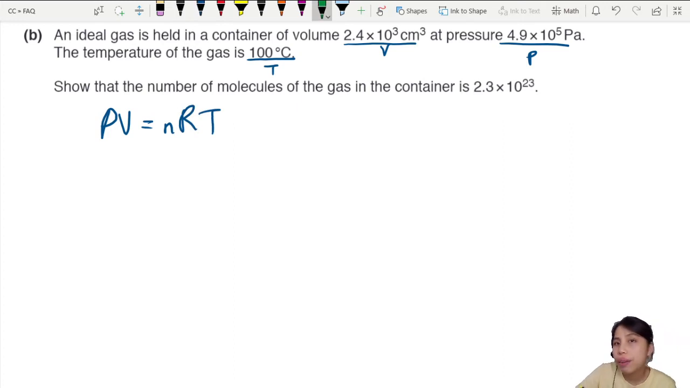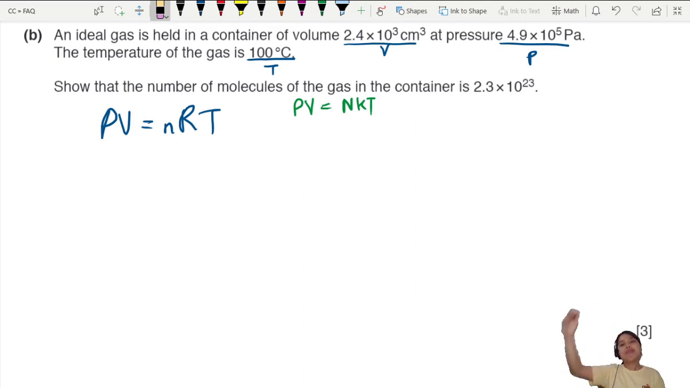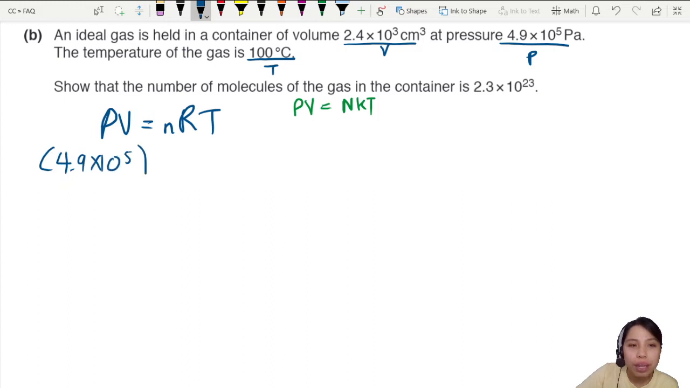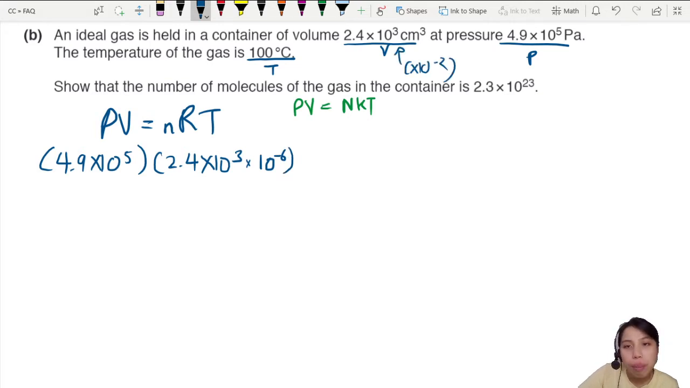A side note: there's another variation of this formula, maybe you've seen it in chemistry, PV equals NkT with big N. You could use both formulas to get the answer, but let's do the nRT way first. Pressure, 4.9 times 10 to the 5. We plug in the values. Volume, times 10 to the 3, in centimeters cubed. Please be very careful. We need to convert this to meters cubed, so this will be 10 to the negative 6. If you're wondering why: centi is times 10 to the negative 2, but it's cubed, so 3 times 2, negative 6. Just remember that.